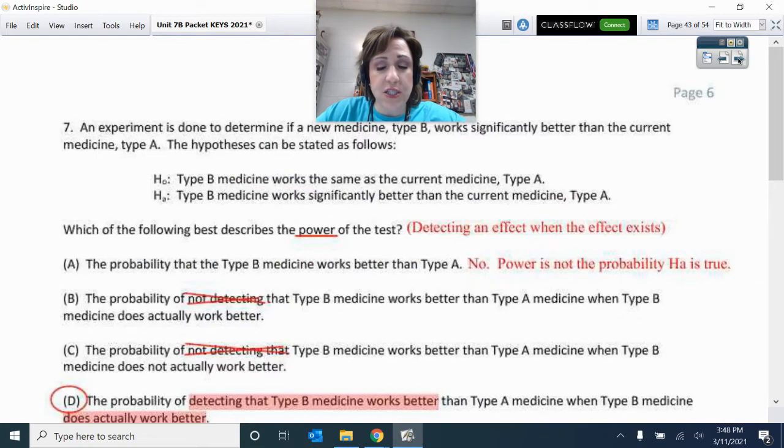Here is this next one, also about the power of the test about a particular medicine. Is this medicine significantly better? Am I able to detect that difference? So am I able to detect that type B medicine works better when it actually does work better?